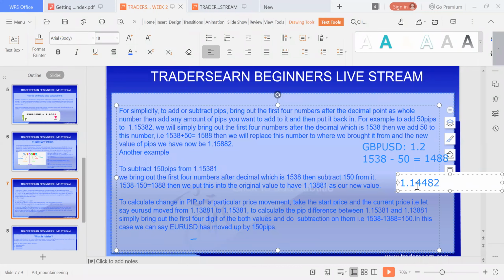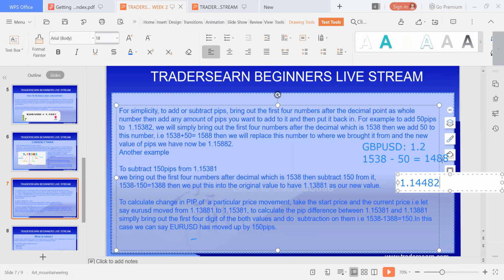Is that taken? So this means that the price has moved down from 1.15382 to 1.14882. It has gone down by 50 pips.